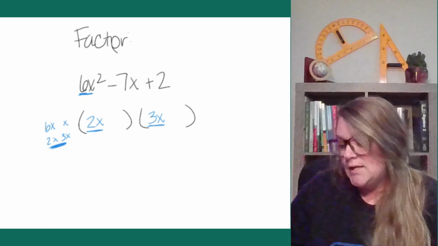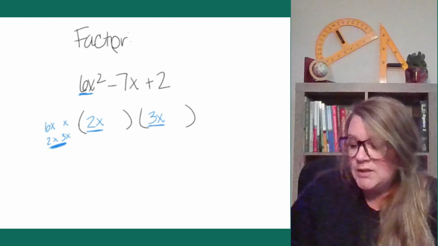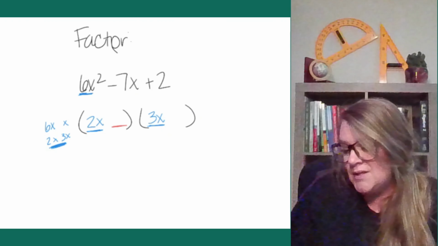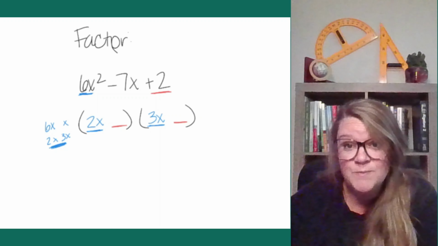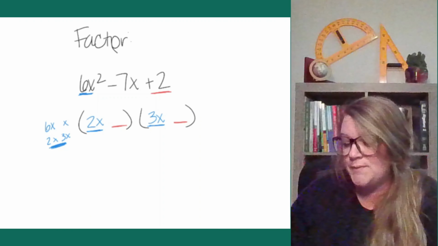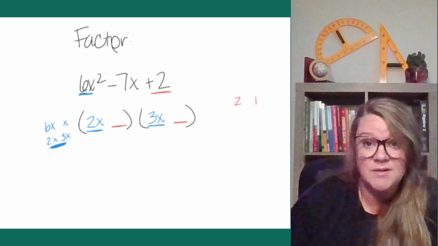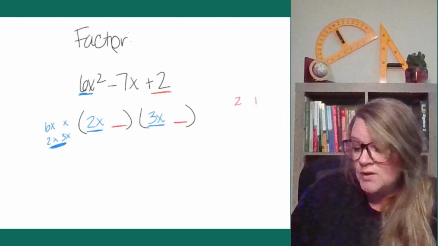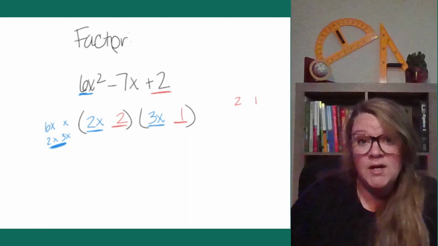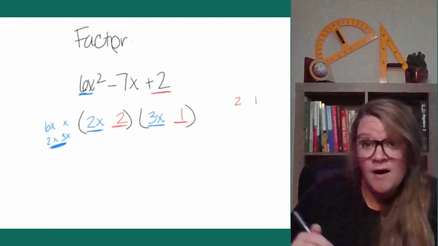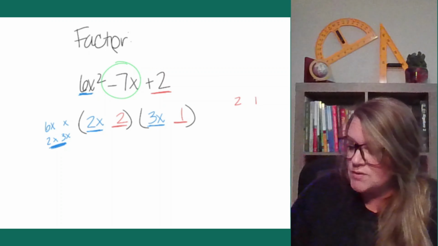Okay? Now, in FOIL, my F step is good. Now I need to make sure that my L step is good. Last times last has to multiply to a positive 2. This one's kind of nice because there's only two numbers that I can multiply to give me a 2. 2 times 1, right? Only two nice numbers. So 2 times 1 are going to go in my last spots. And now I need to do my OI check and make sure that the O and the I, when I combine them, will give me a negative 7. Okay, so let's try that.